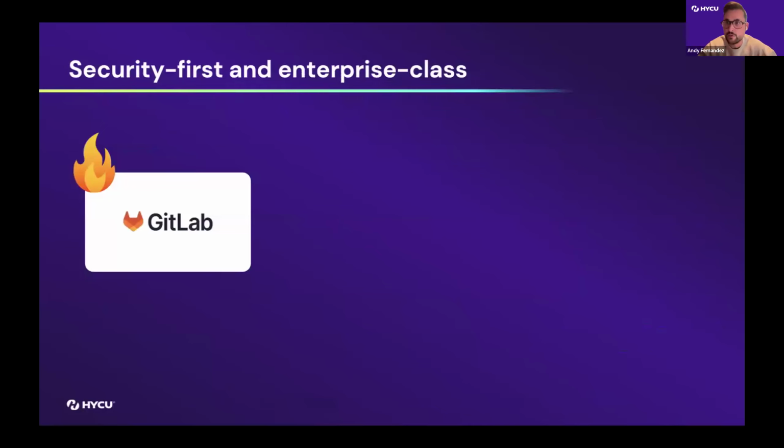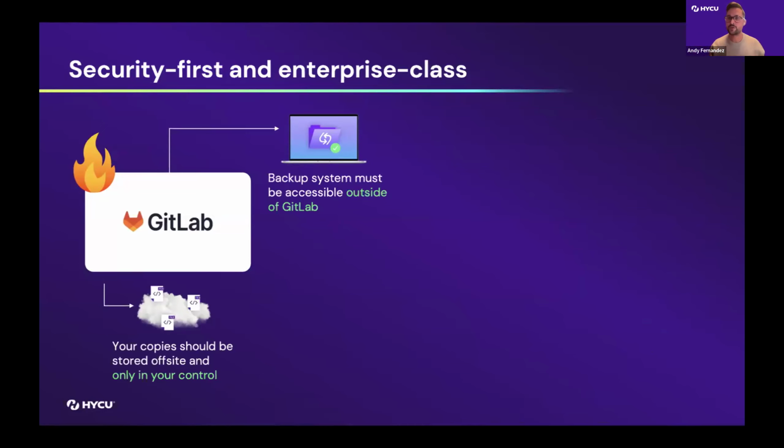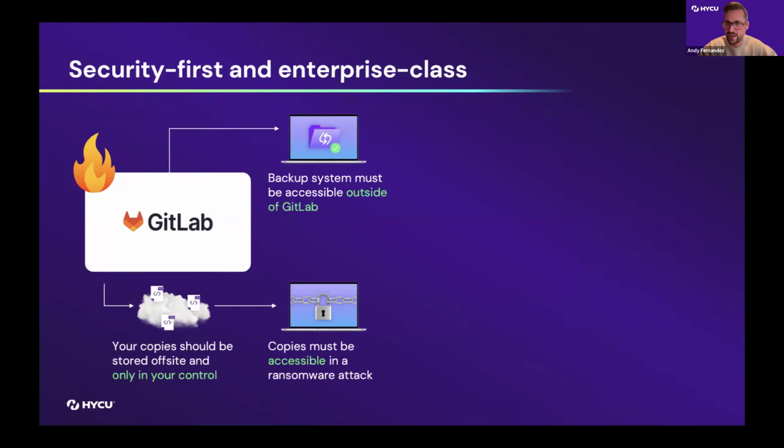Now, there's a couple of components here that I want to mention, because our focus here and our philosophy is that the backup system must always be accessible outside of GitLab. This is the fundamentals of the 3-2-1 rule. These copies should always be offsite and in your control only. And even if you don't choose HYCU as your vendor of choice, the point here is please always prioritize that these backups are in your control and only accessible to you. You want to avoid as much third-party risk as possible. And although we know that deletions happen every day, we also know that cyber incidents do happen.